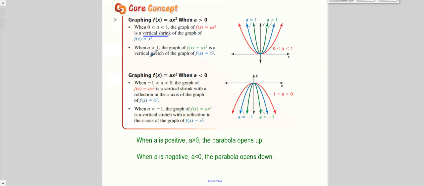When a is greater than 1, you get a vertical stretch. So if you multiply by a number like 3, 3 times x squared is going to give you bigger numbers faster. So that's a vertical stretch. So it's going to stretch up. This green one is stretched up from the blue one. It is up further away from the x-axis. That is a vertical stretch.